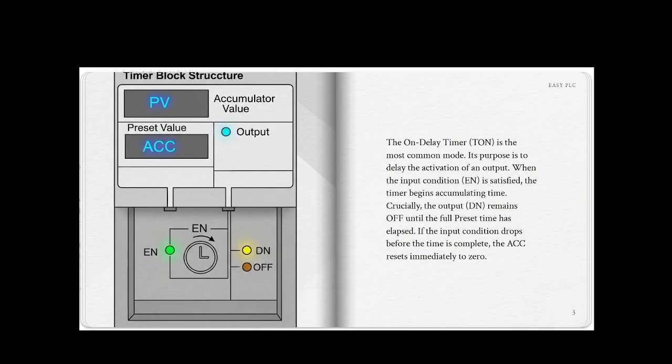The on-delay timer, TON, is the most common mode. Its purpose is to delay the activation of an output. When the input condition, EN, is satisfied, the timer begins accumulating time. Crucially, the output, DN, remains off until the full preset time has elapsed. If the input condition drops before the time is complete, the ACC resets immediately to 0.